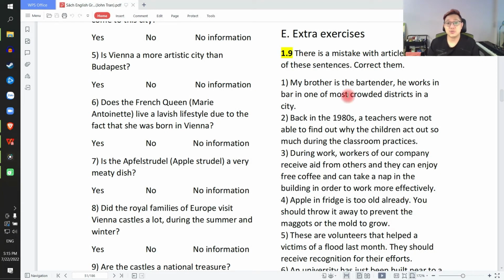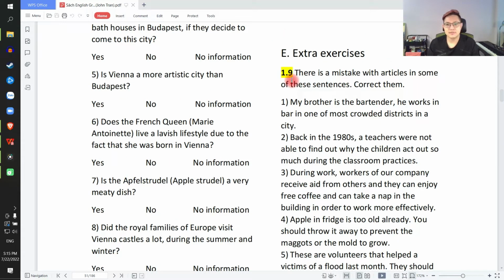Okay, let's come to extra exercises, part E, 1.9. So there is a mistake with articles in some of these sentences. You have to correct them. But in fact, there are a lot of mistakes with articles in some of these sentences. You have to correct them all. Cái bài này yêu cầu là có một cái lỗi sai với những mạo từ ở trong một số những cái câu này, nhưng thực sự có rất nhiều lỗi sai. There's a lot of them and you need to correct them. Các bạn phải chỉnh sửa chúng.